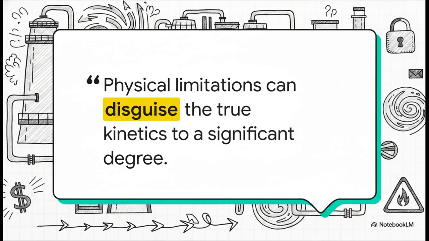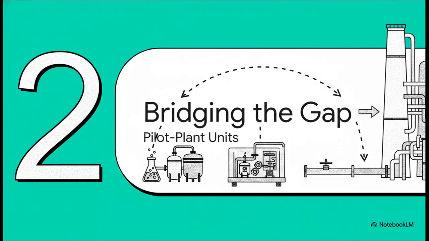And to make matters worse, you can't just run wild experiments at this massive scale to figure out what's going wrong. It's strictly forbidden due to safety hazards, immense costs, and the simple need to keep production running. Section 2. Bridging the scale-up gap.